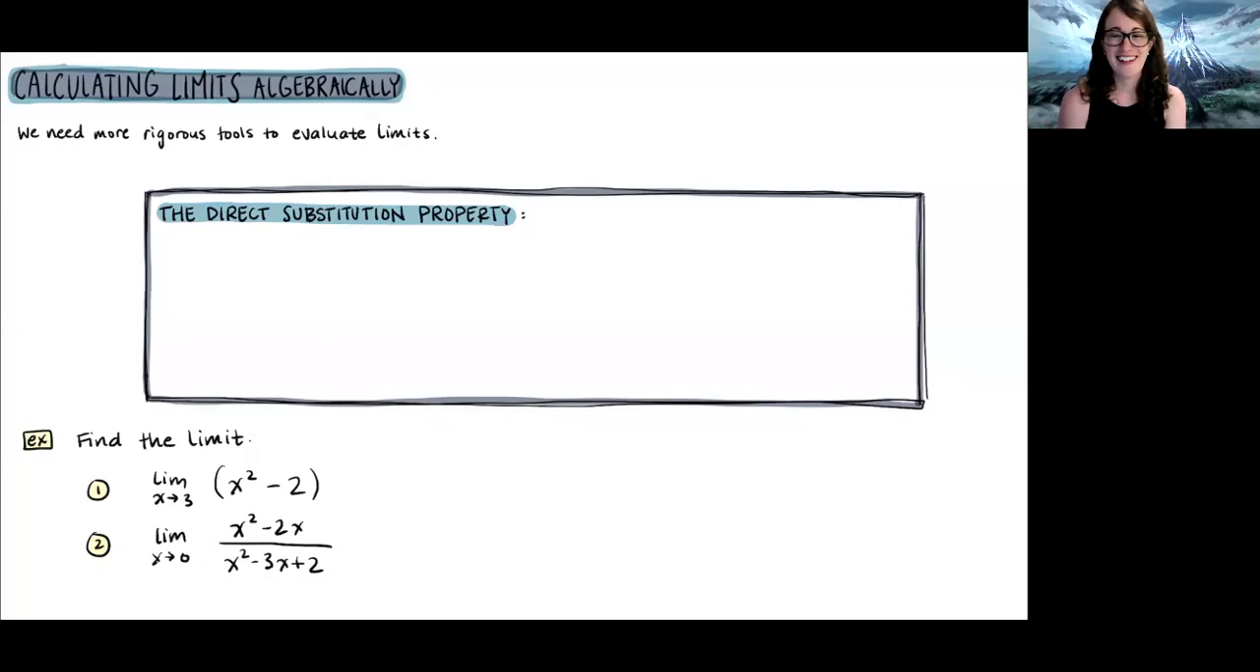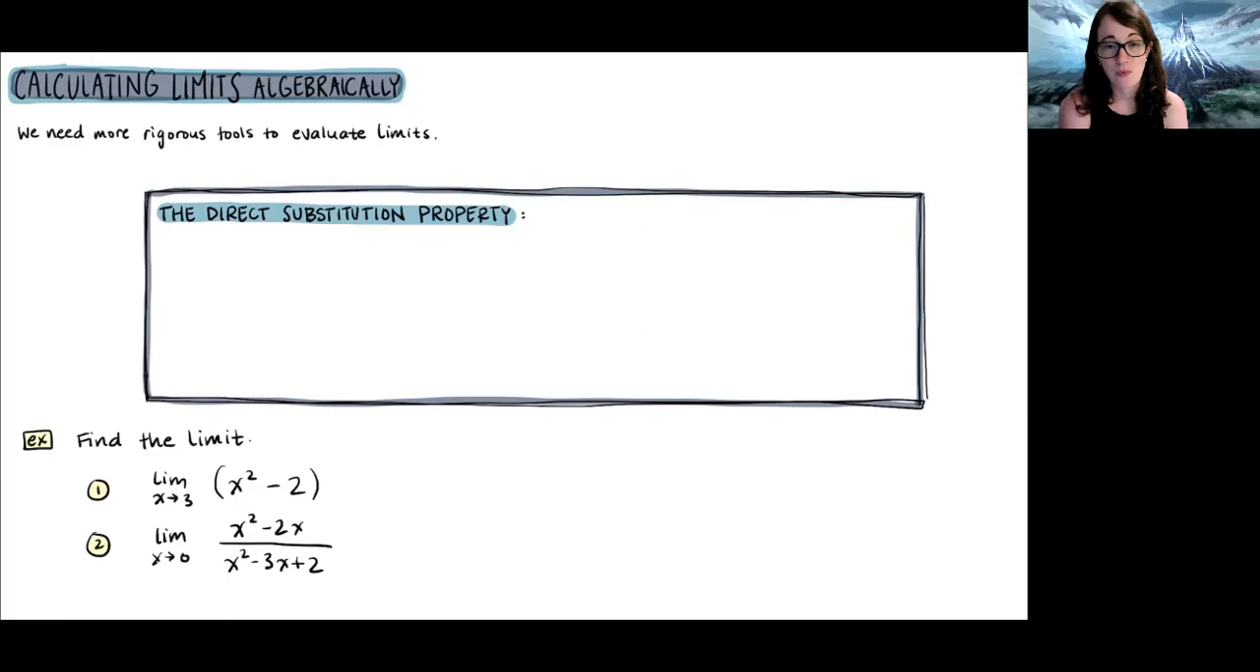Hello again. It is time to finally bring in all of our algebraic techniques to calculate some limits. So this is by far the most rigorous way to calculate a limit. The numerical methods, like setting up a chart, plugging in some numbers that are really close to the x value we're approaching, that's a tool that should not be used all the time. It can be really deceiving.